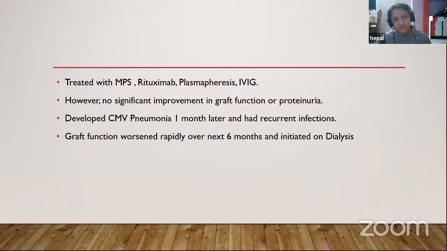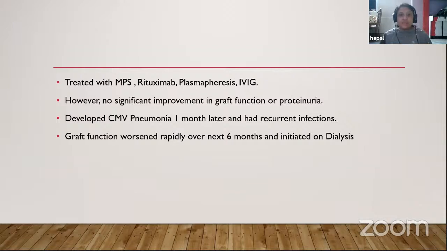The entire course was given with almost 5 sessions of plasmapheresis and a total dose of IVIG going to 2 grams per kilogram. However, there was no significant improvement in graft function or proteinuria. Rather, a couple of months later, he developed a CMV pneumonia and had recurrent LRTI for the subsequent 6 months, during which his graft dysfunction worsened and progressed to end stage, and he was initiated on dialysis.